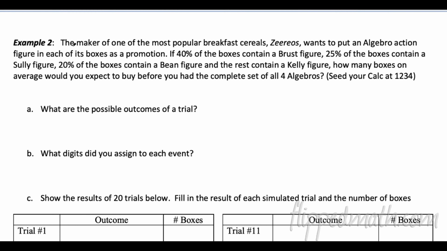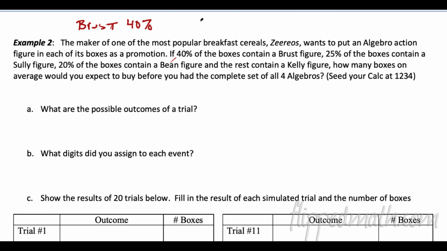The maker of one of the most popular breakfast cereals, Zereos, wants to put an Algebro action figure in each of its boxes as promotion. That makes sense if it's called Zereos. If 40% of the boxes contain a Brust, all right, so I'm going to write that up here. Brust, 40%. Probably the most popular. I get it.